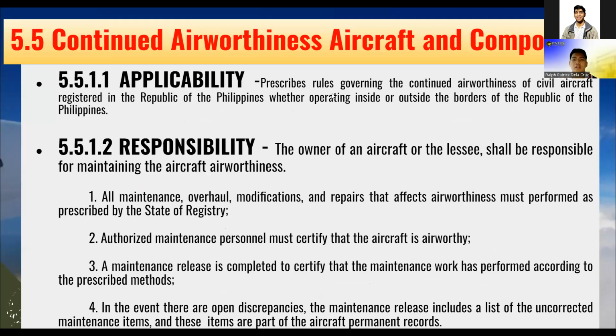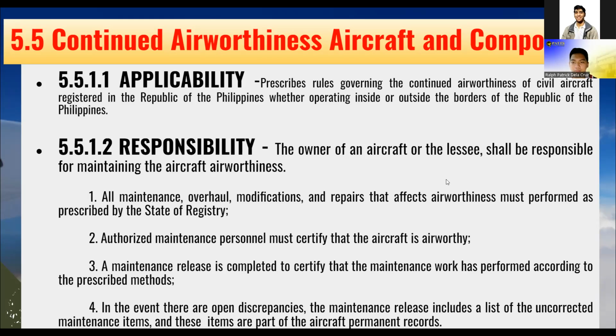Good day everyone. For the 5.5 continued airworthiness of aircraft components. For applicability, the rules under 5.5 are in effect for registered aircraft in the Philippines, inside or outside its border. Responsibility: the owner or lessee of the aircraft is responsible for maintaining the aircraft's airworthiness. We have 4 key points: overall maintenance, overhaul, modification and repairs, certifying the aircraft airworthiness. Next is the maintenance release, certifying the maintenance work is in accordance. Lastly, if there are discrepancies, the maintenance release must include the uncorrected item and be added to the aircraft permanent record.